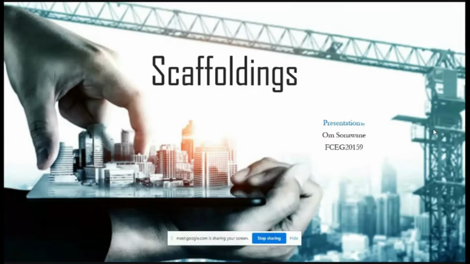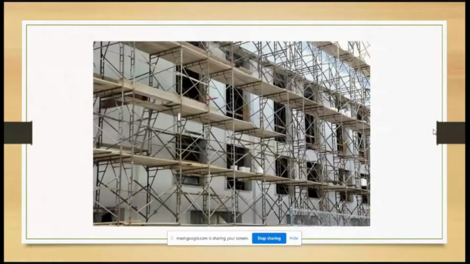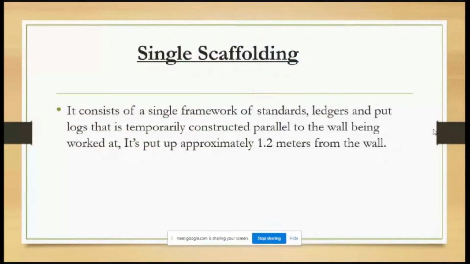A presentation on scaffoldings. Scaffolding, also called scaffold or staging, is a temporary structure used to support a work crew and materials to aid in the construction, maintenance, and repair of buildings, bridges, and all other man-made structures. So here we can see the actual image of the scaffoldings. Now we will see a few types of scaffoldings.